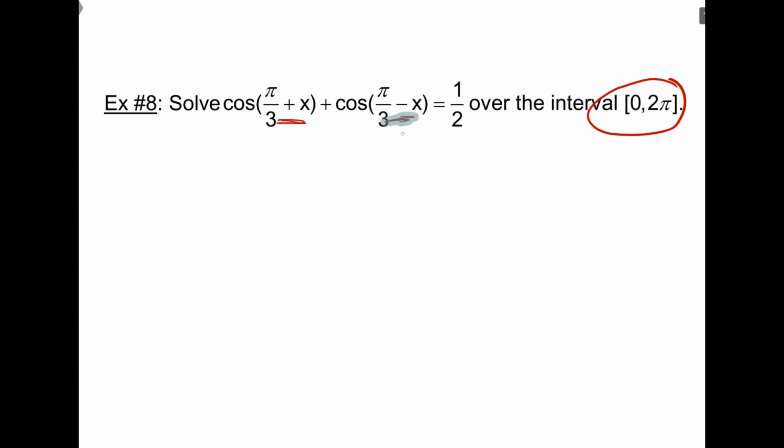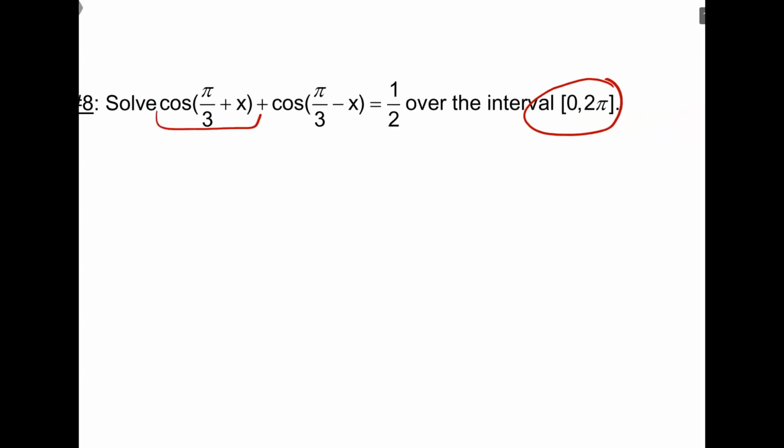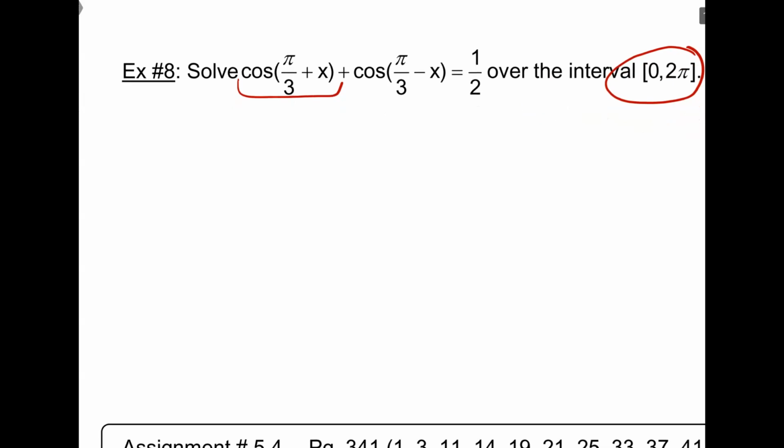Okay, I'm going to color code the first line and make it really different. This first one is cosine of alpha plus beta. I'm literally adding two angles together. So this is going to be the same as cosine pi over 3 cosine x, minus sine pi over 3 sine x.